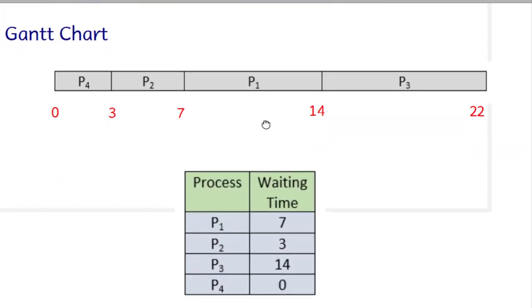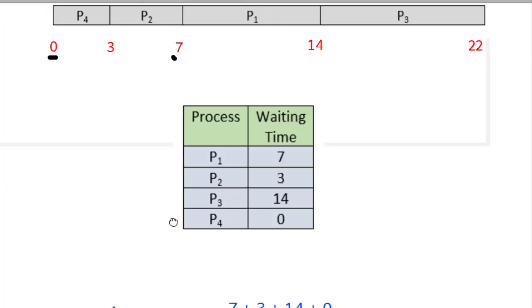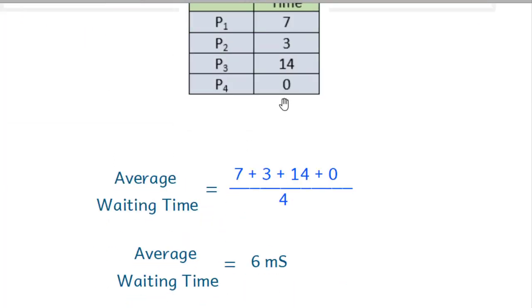Now from the Gantt chart we find the waiting time. Waiting time is where the process starts. So this is 0 for P4, and for P2 we have 3, for P1 we have 7, and for P3 we have 14. These are the individual waiting times. Now we find the average by adding all four and dividing by 4: 7 plus 3 plus 14 plus 0, which is 24, divided by 4 is 6 milliseconds. So the average waiting time is 6 milliseconds.